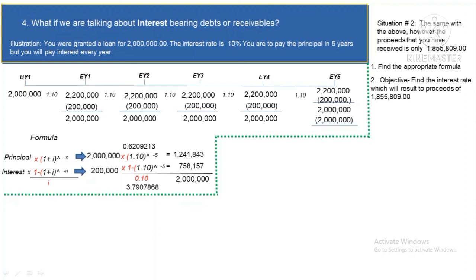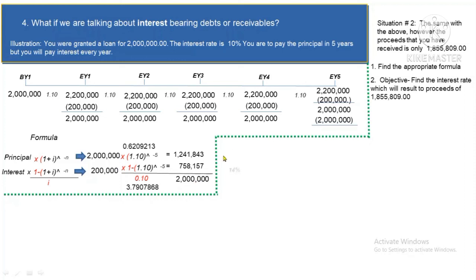Next is we will have the trial and error. To make this fast, let's use the 10% because luckily we have already computed and it resulted to 2 million. But in order to get a lower value, because we're trying to find the rate that will result to 1,855,809, we are going to use a much higher rate.